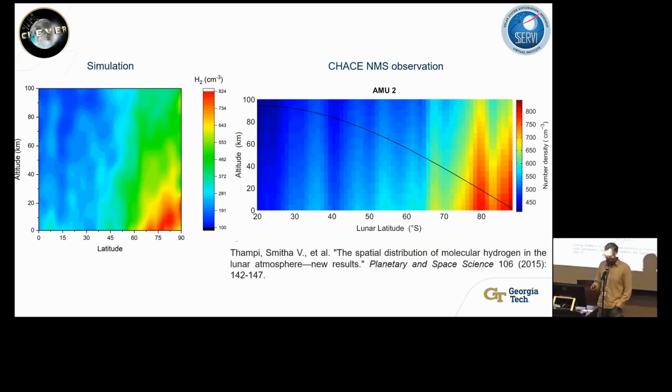One thing here is the scale height doesn't really match. They're seeing 800 molecules per centimeter cubed all the way up to about 100 kilometers, and I don't really see that. One thing that could possibly explain that is that these impact events are causing the hydrogen to scatter up even higher into the exosphere.